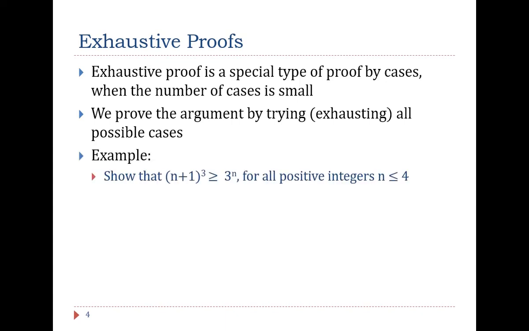We have this property, and we want to prove it for all positive integers that are less than or equal to 4. So how many n do you have? 1, 2, 3, and 4. Okay. So in this case, you can make an exhaustive proof. You replace n by its value, and you can do it.